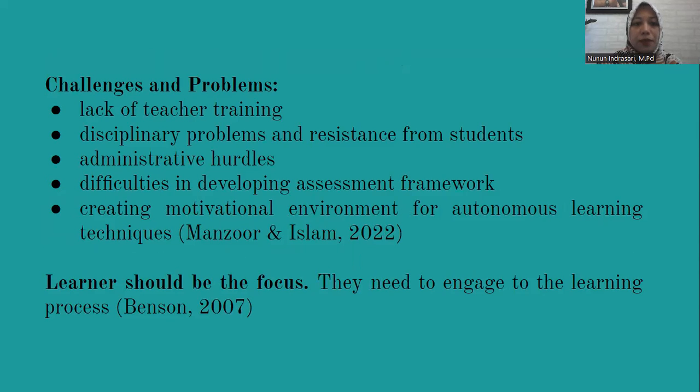And there are some challenges and problems when doing autonomous learning in university context. According to Mansur and Islam in 2022, the first one is lack of teacher training. The second one is disciplinary problems and resistance from students. The third one is administrative hurdles. The next one is difficulties in developing assessment framework. And the last one is creating motivational environment for autonomous learning techniques.